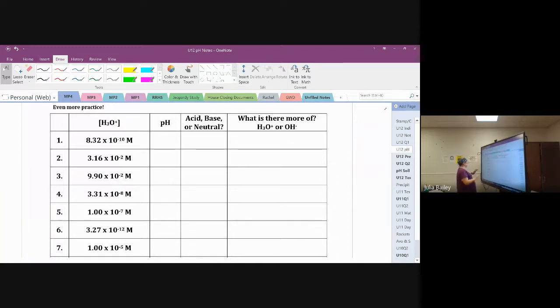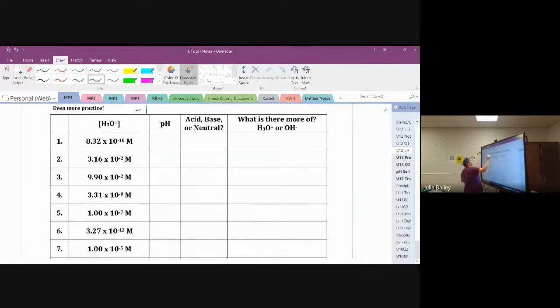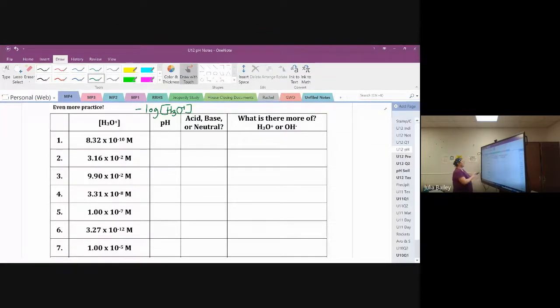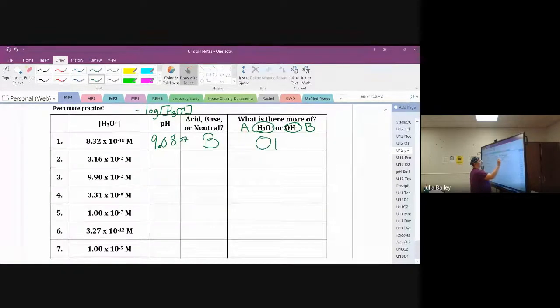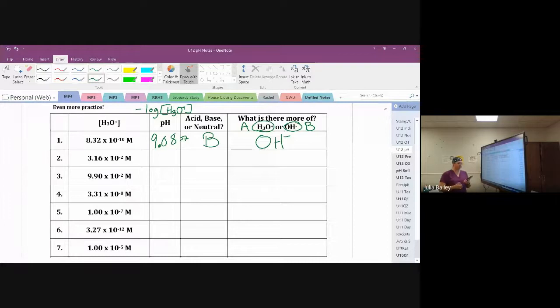When you fill in this chart, to find the pH, you're still going to do negative log of whatever the hydronium concentration number you've been given is. Okay, so negative log 8.32 E negative 10. That gets me a pH of 9.08 is what it rounds to. That's greater than 7, which tells me that this is a base. And what is there more of? If it's more hydroxide, then it's a base. If it's more hydronium, then it's an acid. So this one was a base. There must be more hydroxide. Okay, that's the way you do this chart.